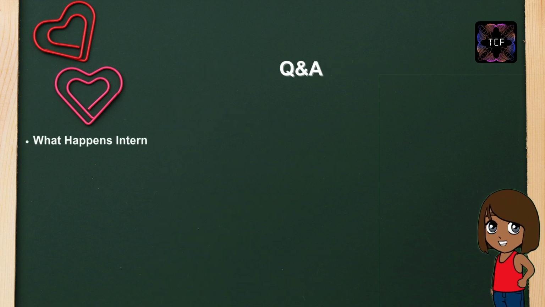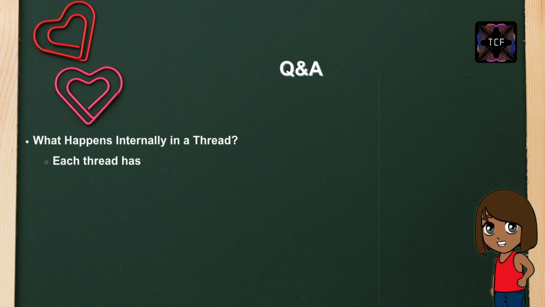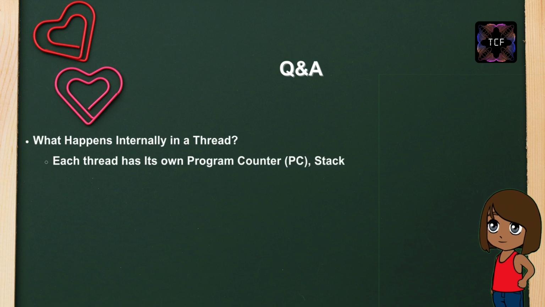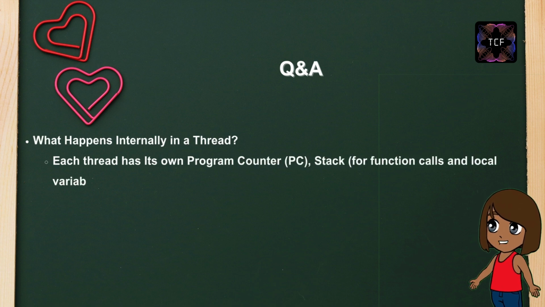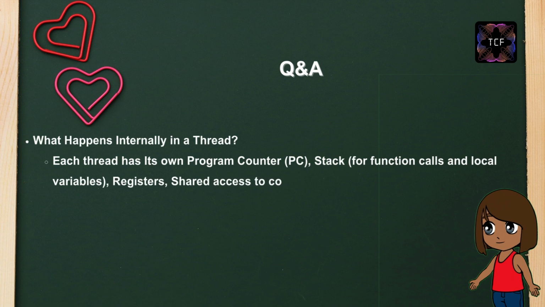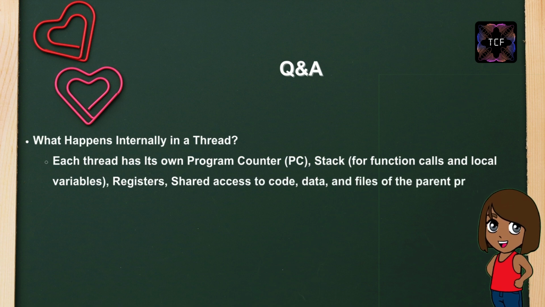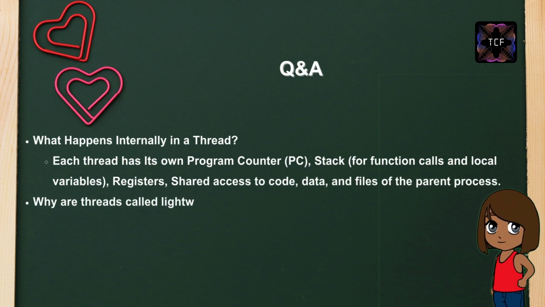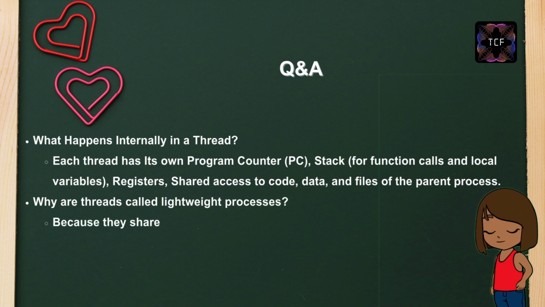What happens internally in a thread? Each thread has its own program counter, PC, a stack for function calls and local variables, and registers, with shared access to the code, data, and files of the parent process.